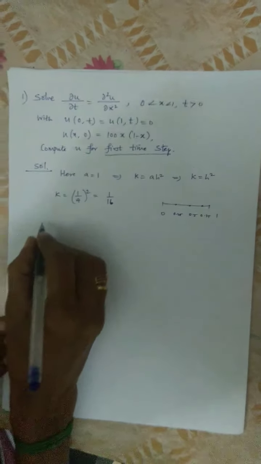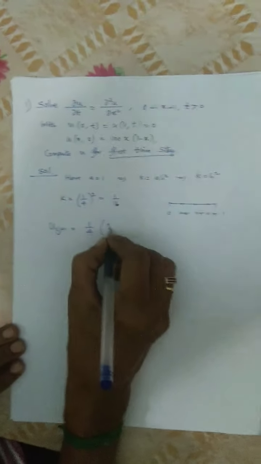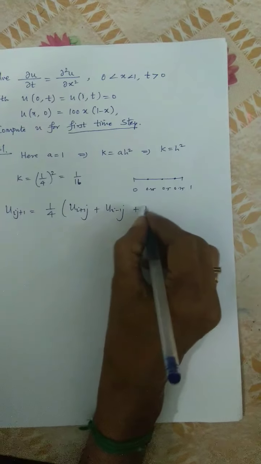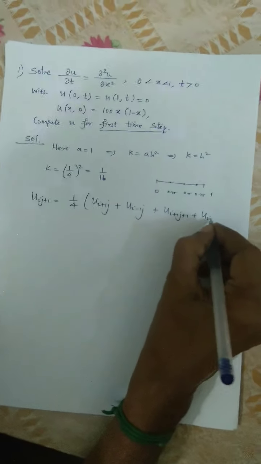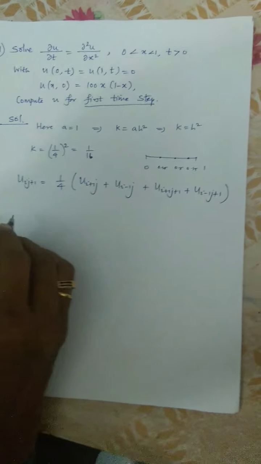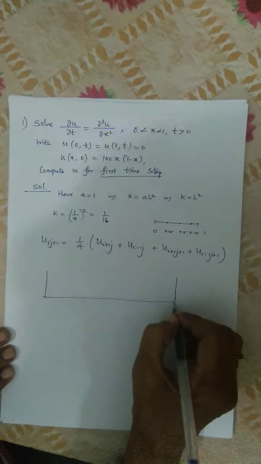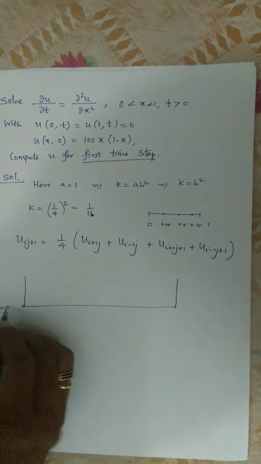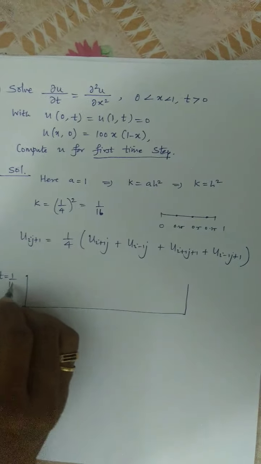Now, you know very well the Crank-Nicholson scheme: u(i, j+1) equals 1/4 of [u(i+1, j) + u(i-1, j) + u(i+1, j+1) + u(i-1, j+1)]. Here it is the implicit method. Now I'm going to take the time step. You can go by a simple diagram for better understanding. So this is time step 0. The next time level is t equal to 1 by 16.